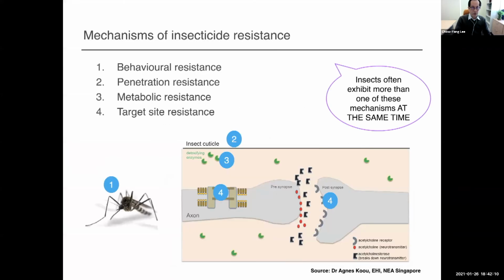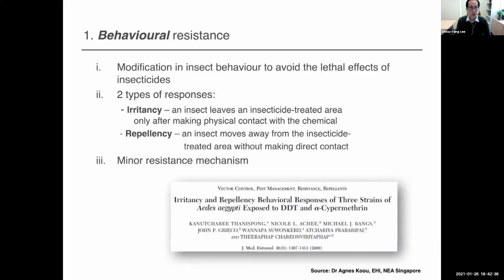If you look at where they target, behavioral refers to the behavior of the targeted pests. Penetration resistance is actually at the insect cuticle. The metabolic resistance is referring to the detoxifying enzymes. And lastly, the target site is the site where the insecticide is acting. Behavioral resistance, generally, is a modification in insect behavior to avoid the lethal effects of insecticide.